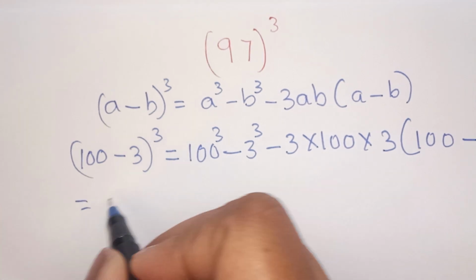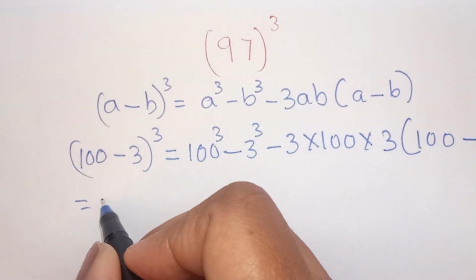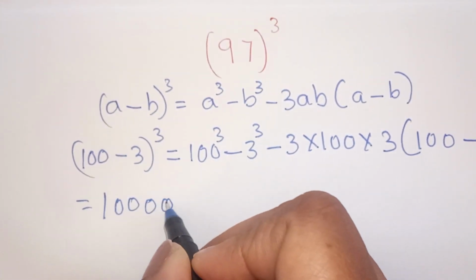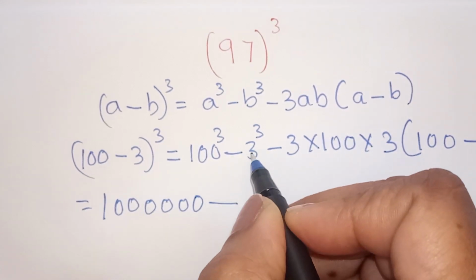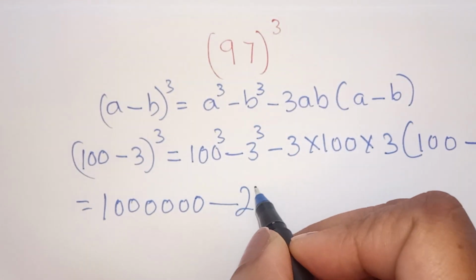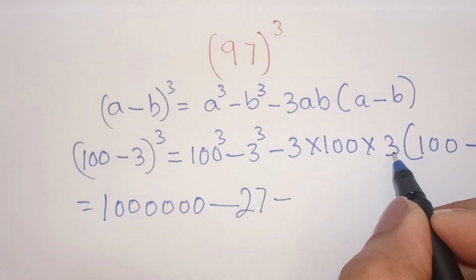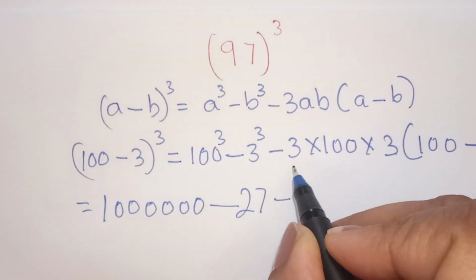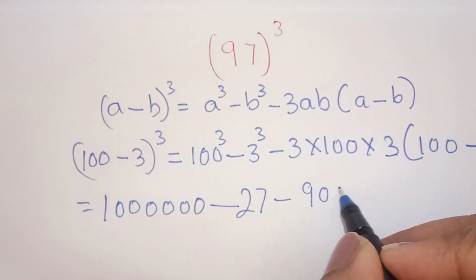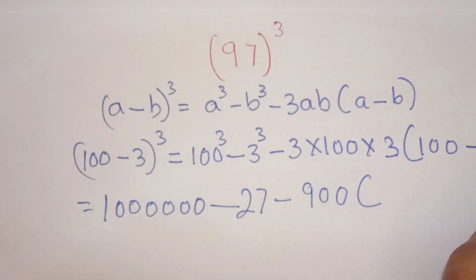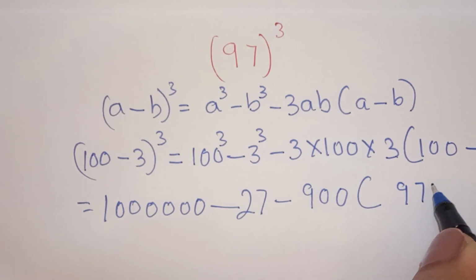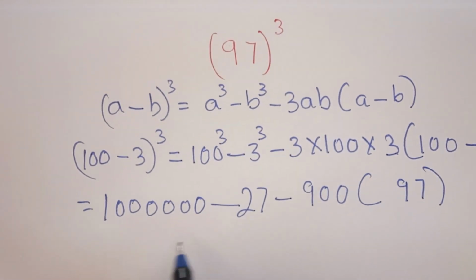So we say equals 100 to the power of 3 is 1 million, minus 3 to the power of 3 will be 27, minus, so here we say 3 by 100 is 300, by 3 is 900. 100 minus 3 is 97. Now we're going to work out this first.